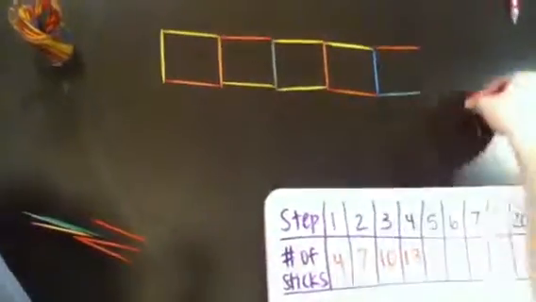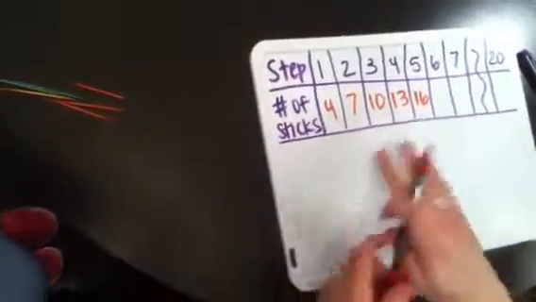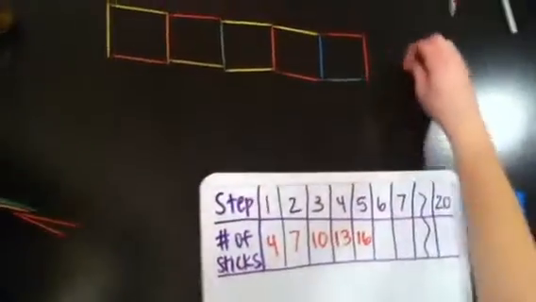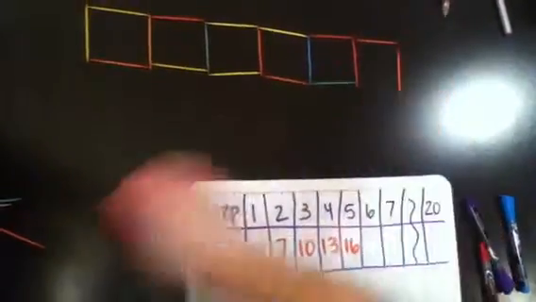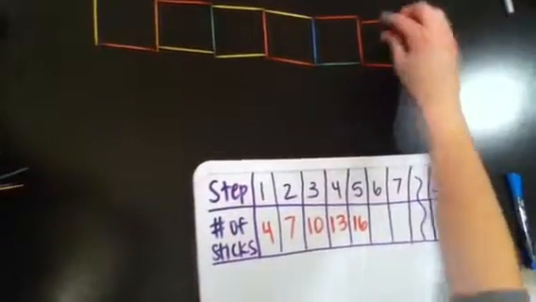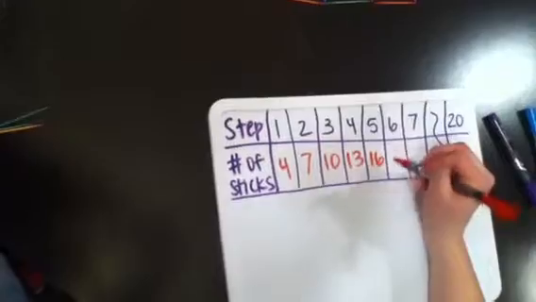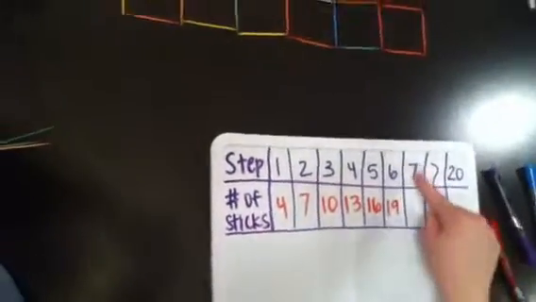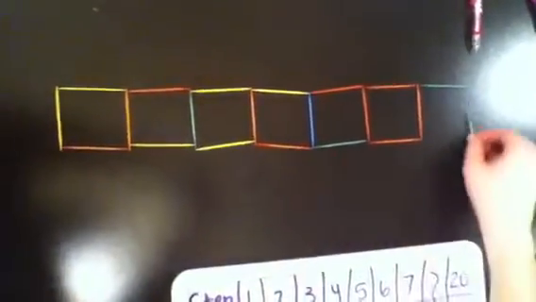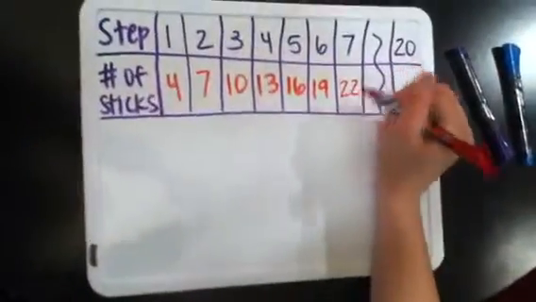Now we're on step 5. Build a fifth window. 1, 2, 3. 13 plus 3 is 16. So we are starting to see that every time we want to build a new window, we're adding 3 sticks. Now let's do step 6. We just added 3 more again. 16 plus 3 is 19. Last one, step 7. 1, 2, 3. 19 plus 3 is 22.